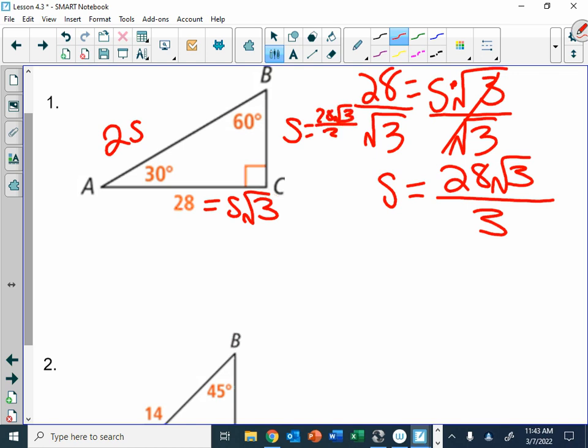Okay, now I need 2S. So you're going to take that thing you just got and multiply by 2. You don't have to type all that out again. Just simply hit the multiplication. It'll say ANS, that means your answer, and multiply it by 2. And once again, you're going to get a nasty fraction. Take this, multiply it by 2. And you should get 56 square root of 3 over 3.